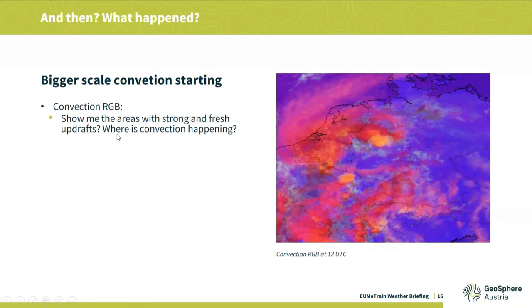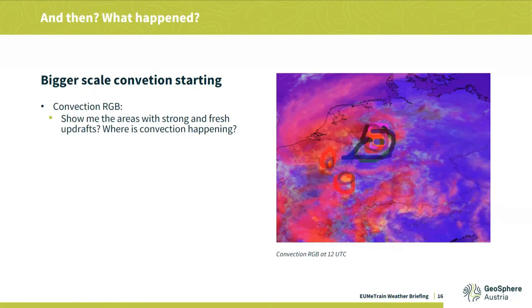And now with the convection RGB, I would like you to show me, so allow to annotate. You should now annotate, and now you can show me. Yeah, okay, thank you. The areas where convection is happening and where fresh updrafts are happening. Yes, very nice, very nice.